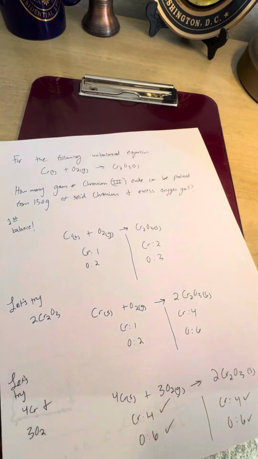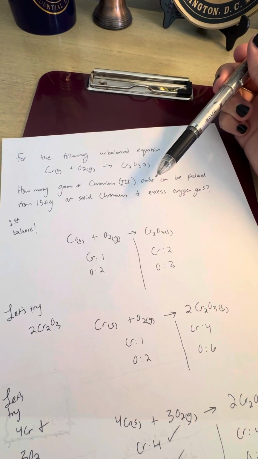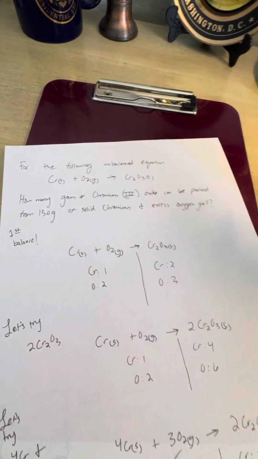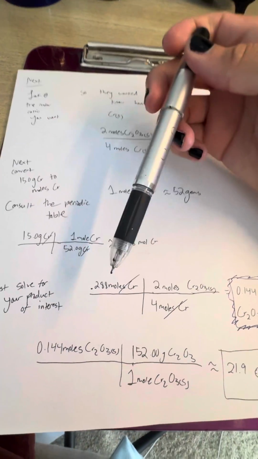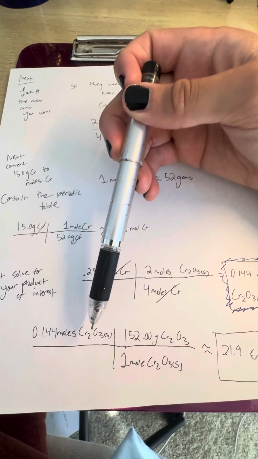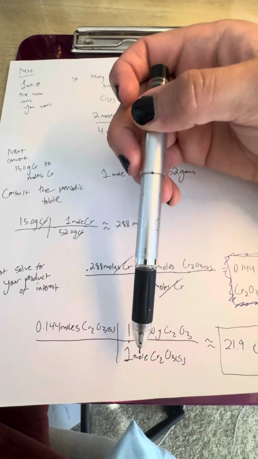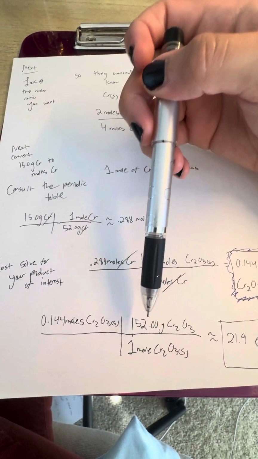They want, so always look at what a question wants if you're ever taking an exam, the grams of chromium trioxide. So now we have to convert these moles back into grams. We have 0.144 moles of chromium trioxide, and we consult the periodic table again. For every mole of chromium trioxide, we have 152 grams.